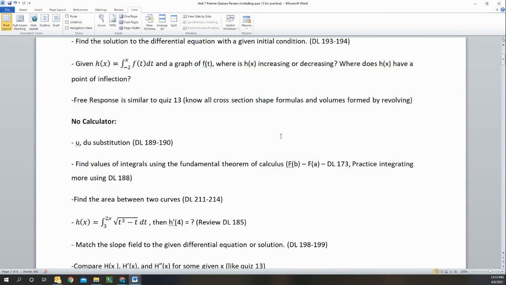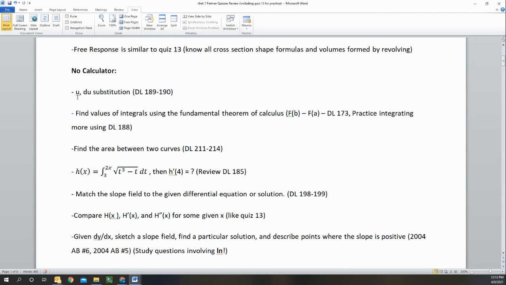And then the second test, the u-du substitution. This is one you probably haven't seen for a little bit. I'm hoping that you can reason it out with your partner together, but just in case you need a refresher of what the u-du substitution is, 189, 190 in your notes will be helpful.